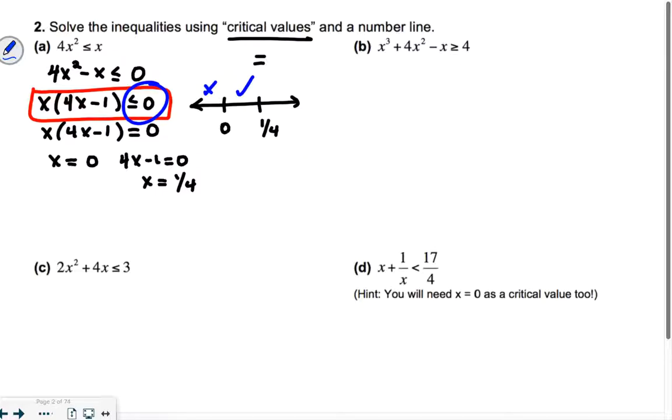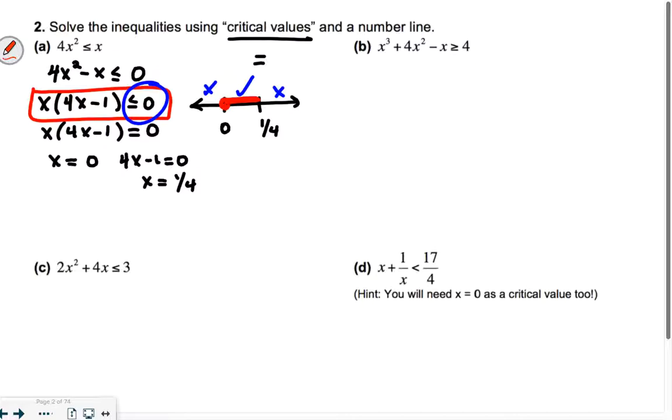All right, and the next one, if I try 1, I get positive times positive is positive. So is that less than or equal to 0? No, it doesn't work. So we want everything that does work. So any number that we would have picked between 0 and 1/4 would work then. How about the endpoints? If I plug in 0, does it work? And if I plug in 1/4, does it work? Yeah, those are the numbers that made it equal to 0, right?